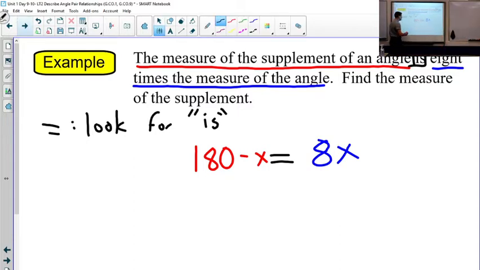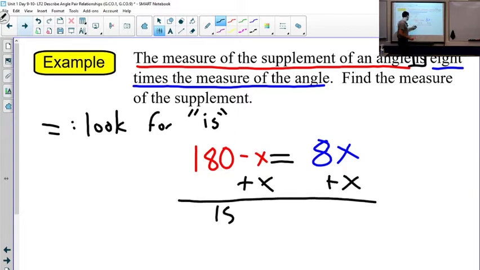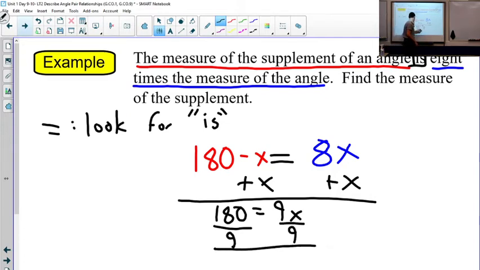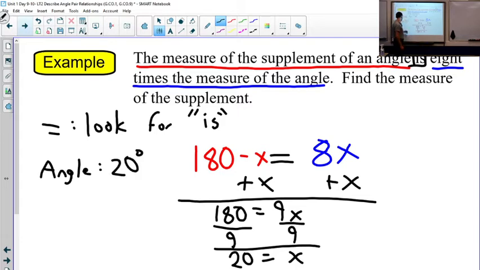So now we're going to solve this equation. Get everything with x on the same side. So we'll add x to both sides. So we'll have 180 equals 9x. Then we will divide by 9. And we're going to get x to be 20. Oh, that means that our angle is 20 degrees. Our angle in question is 20 degrees.